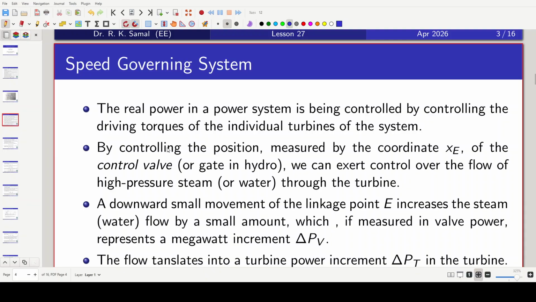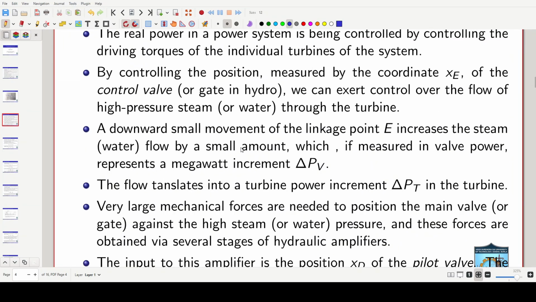The real power in a power system is controlled by controlling the driving torques of the individual turbines of the system, by controlling the position measured by the coordinate XE of the control valve or gate in hydro. We can exert control over the flow of the steam or water. So XE is one control signal. If you are writing, you can mention in your note, XE is one signal for the control valve position.